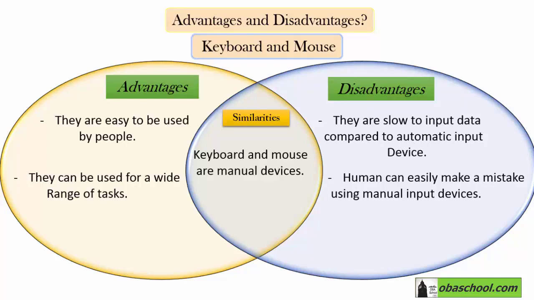For example, when you type the word mouse using the keyboard, sometimes you miss the letter and you may type it, for example, as nouse. This is one kind of mistake that the manual input devices may cause most of the time. Now we are done with the lesson input devices.